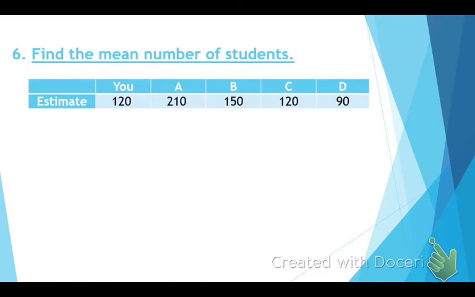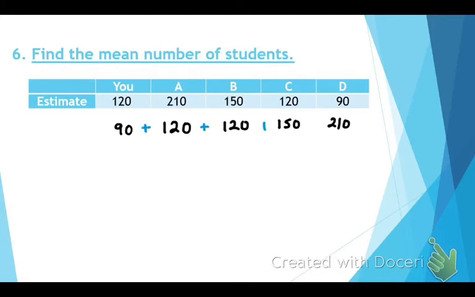Question number 6 is asking us to find the mean number of students. What's another word for mean? Average. I am looking for the average of this data set. So if I put it in order from least to greatest, I've got 90, 120, 120 again, 150, and 210. What should I do to all those numbers in my data set?